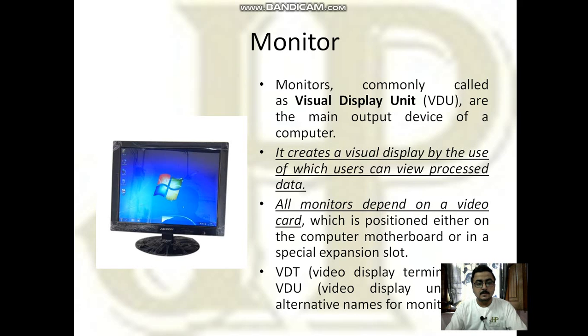The most commonly used output device is monitor. It creates a visual display by the use of which user can view processed data. And how is it done? With the help of video card. And that video card is positioned on computer motherboard. Other than monitor, it is known as video display terminal, that is VDT, or video display unit, that is VDU.